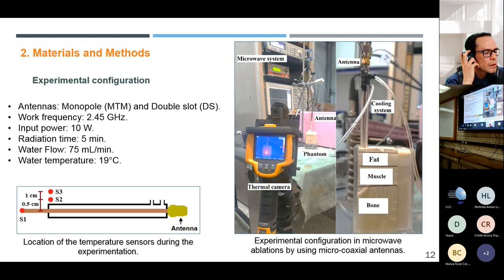In this slide, we can see the experimental configuration used during the experiment. To study the performance of the cooling system, we use two different kinds of antennas, a monopole antenna and a double slot antenna. In the experiments, we use three different temperature sensors with the objective to study if the cooling system decreases the temperature in the muscle layer. And in the image, we can see the antenna with the incorporation of the cooling system inserted into the phantom. These phantoms have three layers: bone, muscle, and fat. And also we use a thermal camera to obtain the thermal distribution in all experiments.